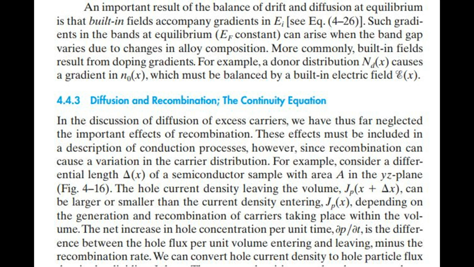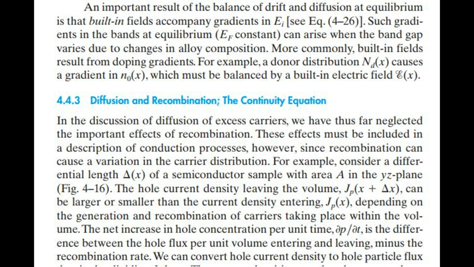Such gradients in the bands at equilibrium, with the Fermi level F constant, can arise when the band gap varies due to changes in alloy composition. More commonly, built-in fields result from doping gradients. For example, a donor distribution N_D(x) causes a gradient in n_0(x), which must be balanced by a built-in electric field, E(x). Diffusion and recombination: the continuity equation.